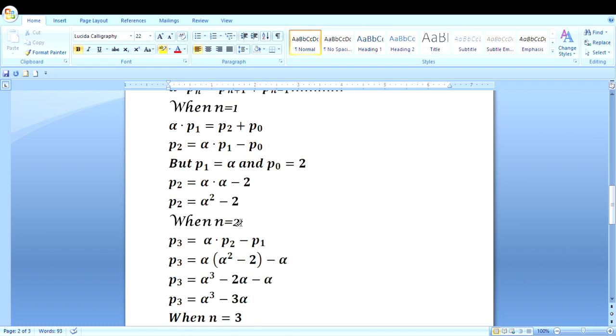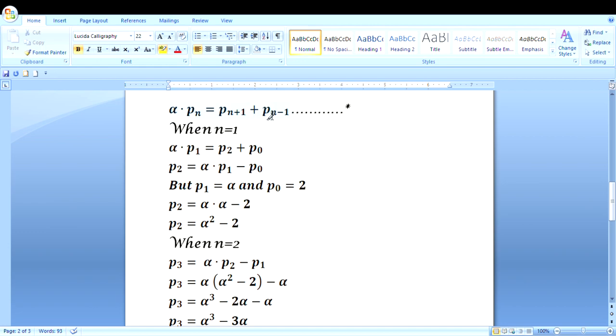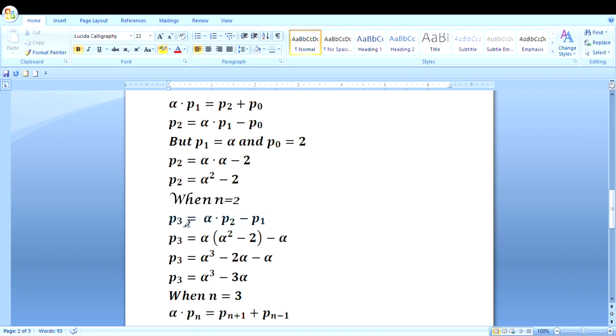Okay, when n is equal to 2, we have p3 is equal to alpha times p2 minus p1. So we are equally putting it in this equation. If n is equal to 2 here, what will become of this expression? P3 is equal to alpha times p2 minus p1. Because we have known the expression for p2 and p1, we substitute it, and it becomes p3 is equal to alpha times p2, which is alpha square minus 2, minus p1, which is already known to be alpha. So p3 is equal to alpha raised to power 3 minus 2 alpha minus alpha, that becomes alpha cube minus 3 alpha.